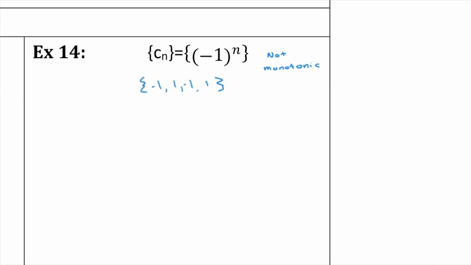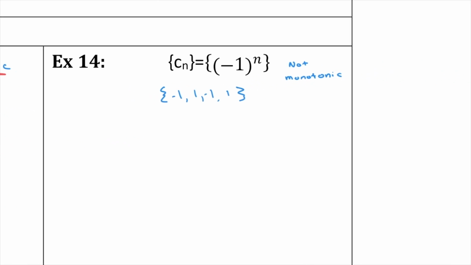For number 14, this one was not monotonic. It is bounded, though. For each one of these values, we could write negative 1 is less than or equal to c sub n, and is also less than or equal to 1. So it's definitely bounded, but it is not monotonic, and therefore it is not convergent.